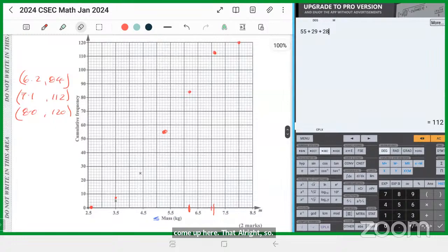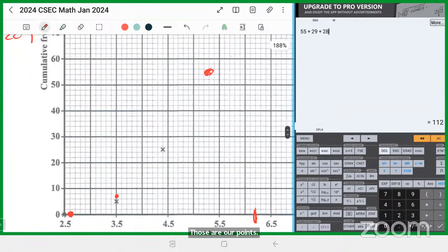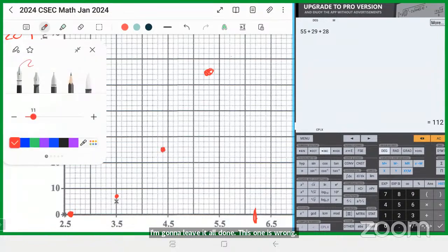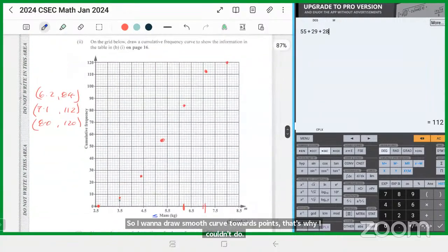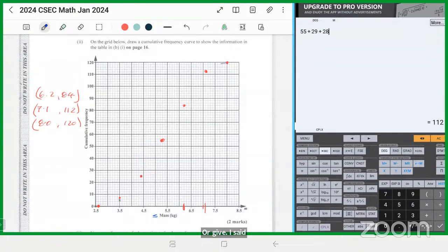Draw the smooth curve through those points. Let me just brighten up these. All right, this one, as I said, is wrong, so I'm going to leave it out, and this one is wrong. So I'm going to draw a smooth curve through those points. Let's draw it in blue. The ogive must have that characteristic shape. I think you can draw it so smoothly, guys, so bear with me. That is it. I'm going to work with that.